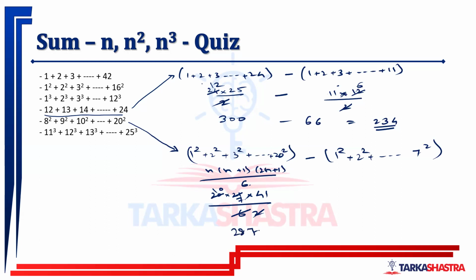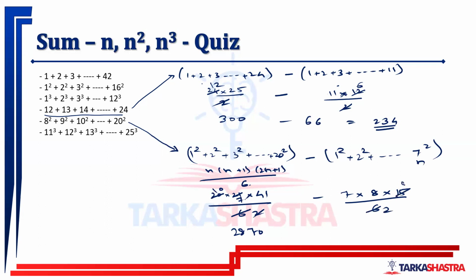That is 2870. Here the same formula. The value of n in this case is 7. So 7 into 8 into 7 into 2 is 14 plus 1, 15, divided by 6.